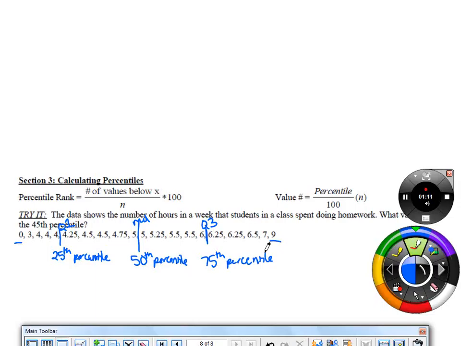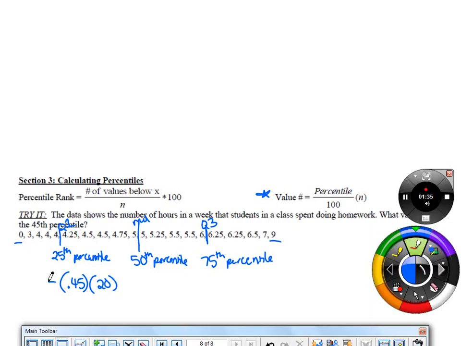So right now, we know that it's somewhere between 4.25 and 5. To figure out what exact value that is, we would be doing a calculation like this. So which piece of data is the 45th percentile? First you need to know how many pieces of data you have, which is 20. And you need to multiply that by the percentile that you're trying to find as a percent.